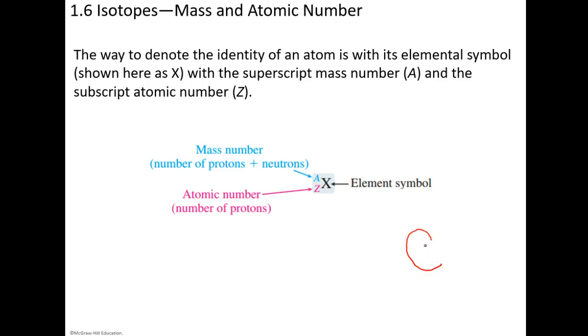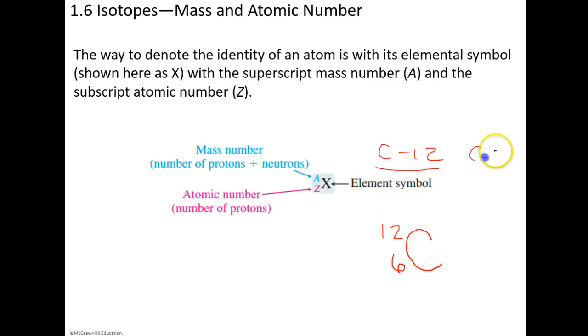Okay, and here's a way to show it: you first show the mass number on top, so if we're talking about carbon-12, and the atomic number underneath. That's the way that you would show carbon-12. So on the last slide I showed you carbon-12. That's another way of doing it. But you can do it here.